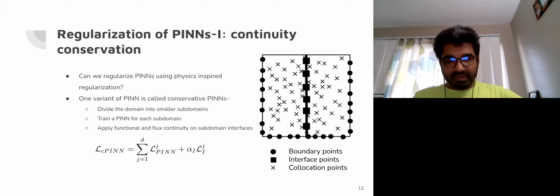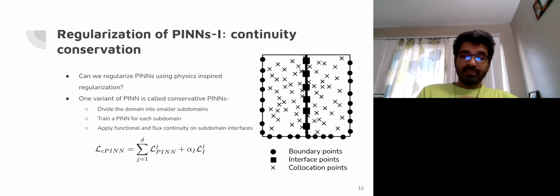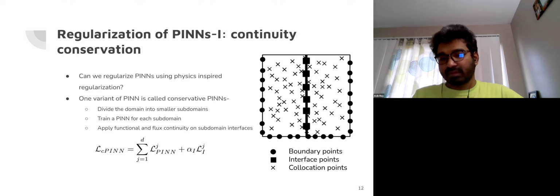So the question here is, can we do some regularization for PINNs? This is based on a variant of PINNs that is already in the literature, called conservative PINNs, or so-called C-PINNs. In C-PINNs, they divide the domain into smaller subdomains and train a PINN for each subdomain, and then apply functional and flux continuity on the subdomain interfaces. This diagram actually shows you what it looks like in terms of C-PINN structure.